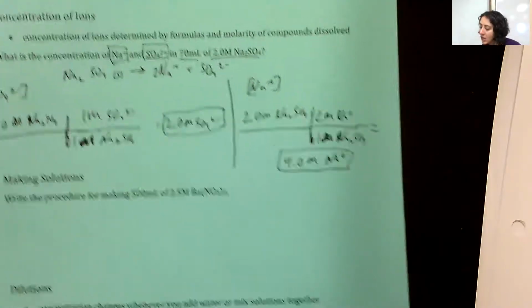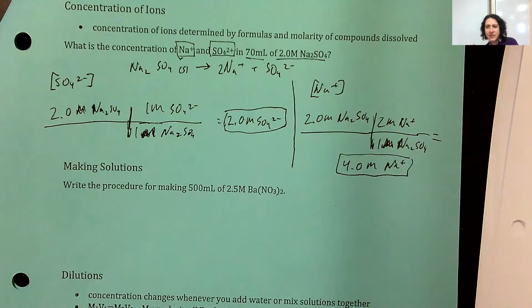I don't anticipate this coming up very often for you all, but it is something that you might expect to see. And especially for AP Chem, it's a good thing to keep in mind how when things dissolve, the concentration of ions can be different. You'll have twice as much sodium as you do sulfate in any solution that you produce.